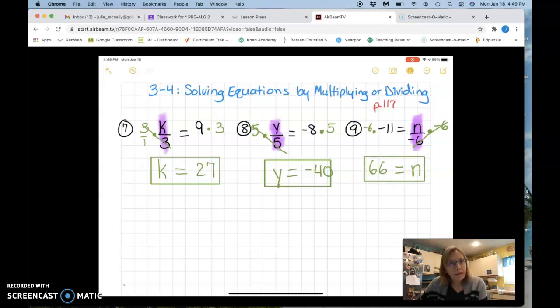Okay, and that's all there is to solving equations by multiplying or dividing. You just look at what's happening with the variable, do the opposite. Whatever you do to one side, you have to do to the other. And just email me if you have any questions. Make sure you copy all these problems down in your math journal, and I will see you next time.